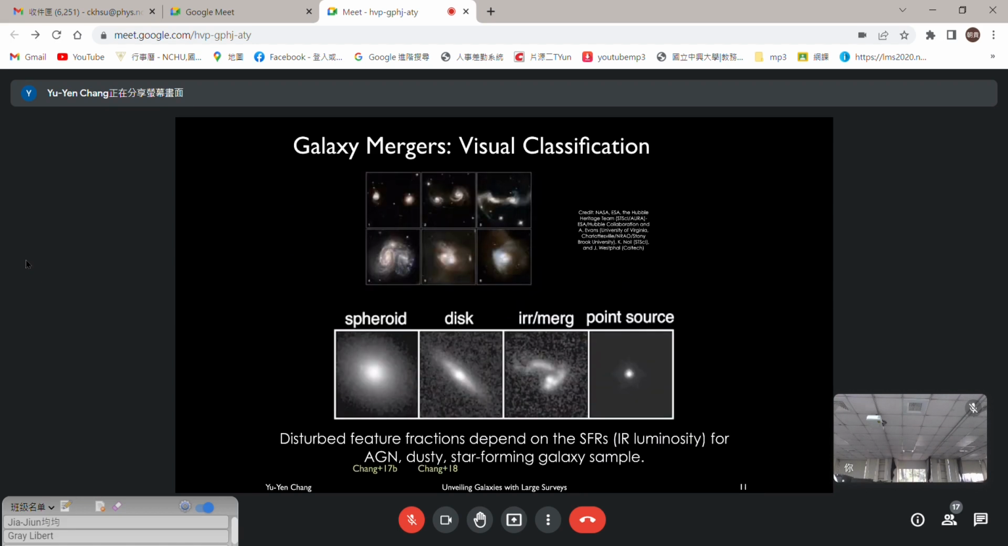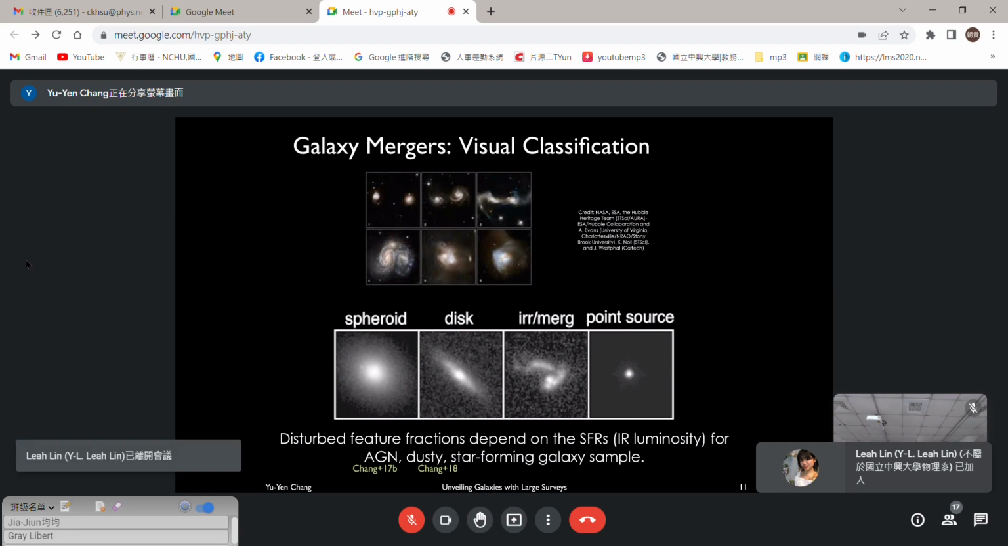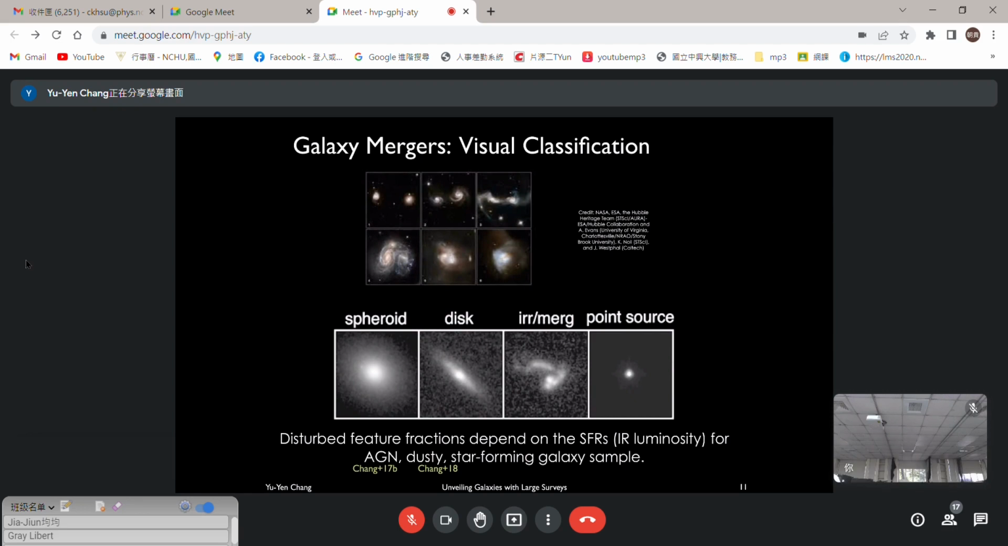Another thing we can study is visual classification, how galaxies look by their morphology. One thing that is highly discussed when we talk about galaxy evolution is that galaxies have mergers, which can destroy the whole structure and make the galaxy different. So if we want to study galaxy morphology, we have to check the images one by one. By visual classification, we are able to know whether galaxies are different.